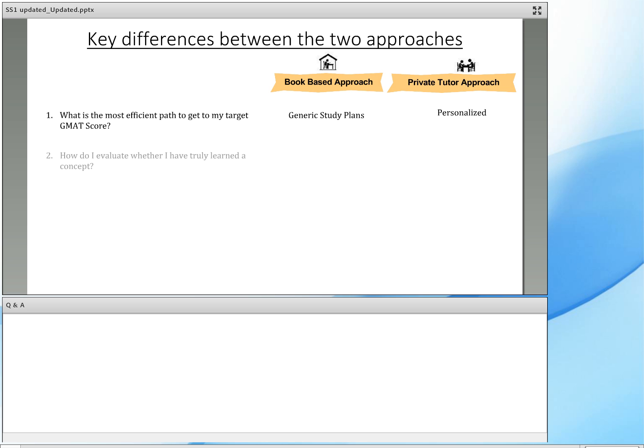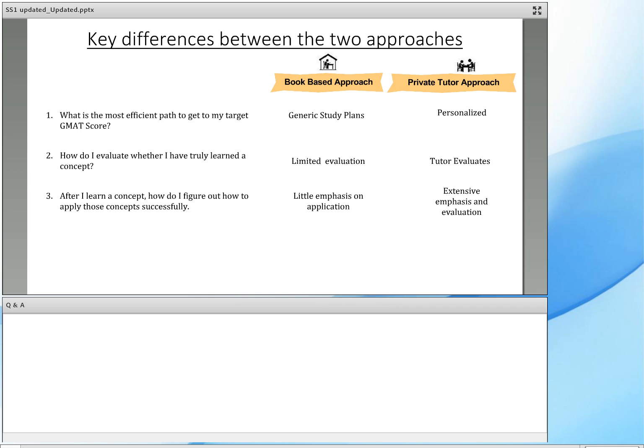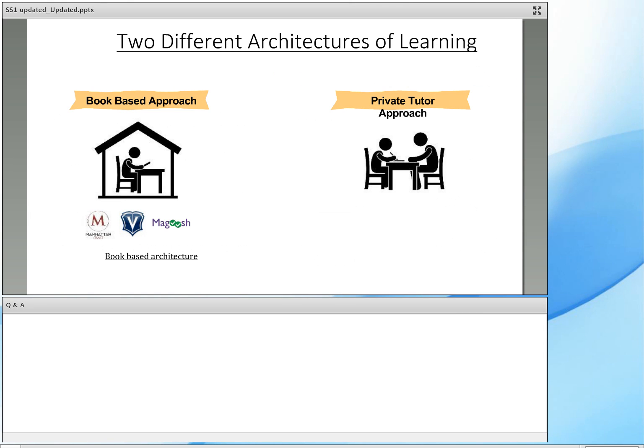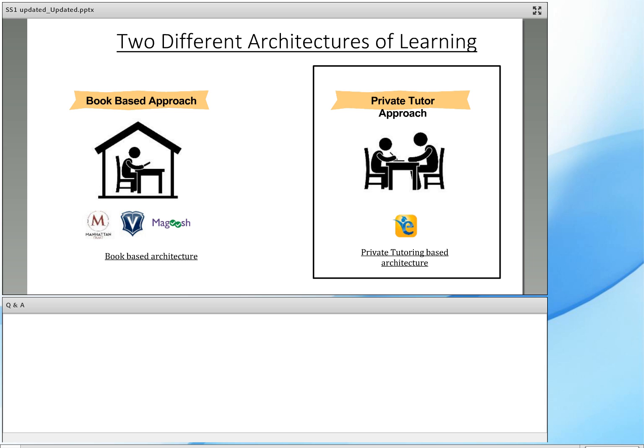Why do you learn the exact same content in these two approaches? The extent of personalization, and the extent and frequency of feedback, is very different in a private tutor-based approach. And there's no surprise to see why that approach is a lot more successful. Now let's see why we say that most of the other courses are built around this book-based architecture, whereas EGMAT's based on this private tutoring-based approach.